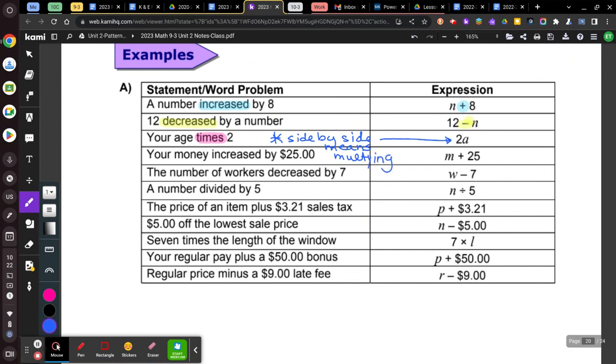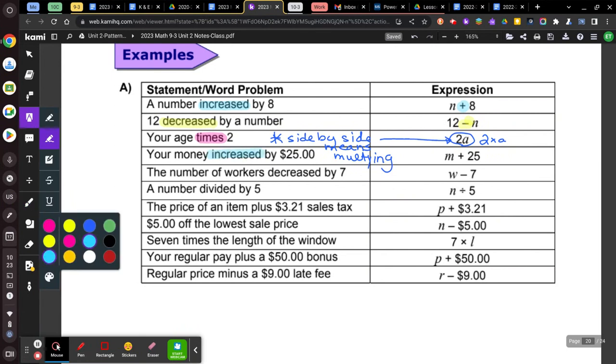So when things are stuck side by side, like they're glued together, that means multiplying. So these two means 2 times A. That's what it actually means, 2 times A. All right, so again, when we see the word increased, it is always adding. Plus is adding. Now we're going to look at the other items that mean subtracting. So decreased means subtracting.